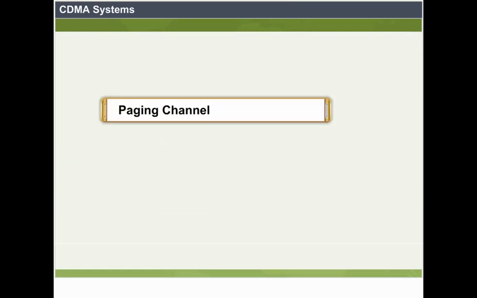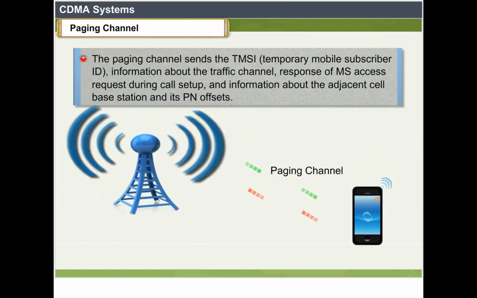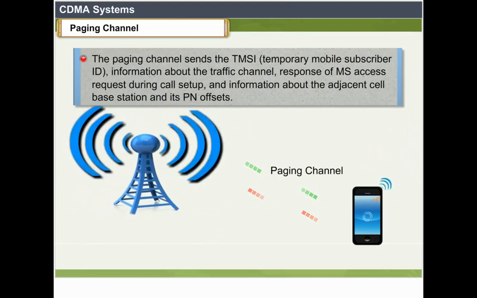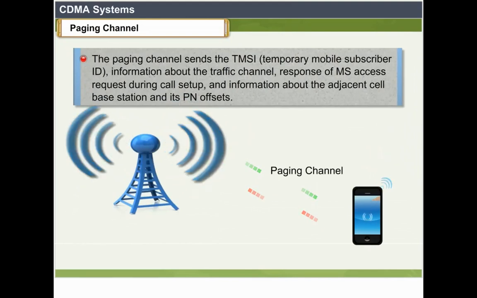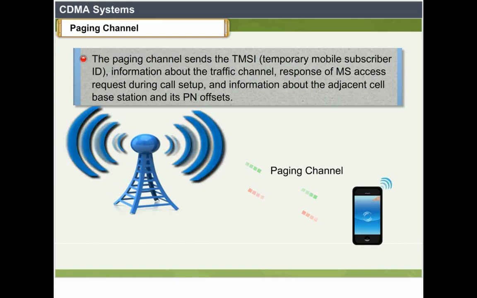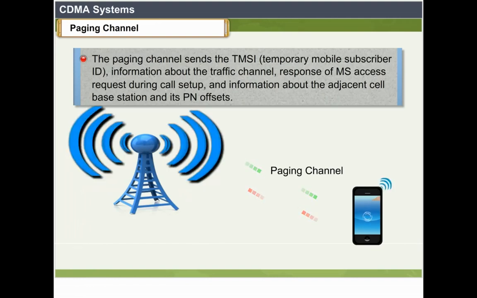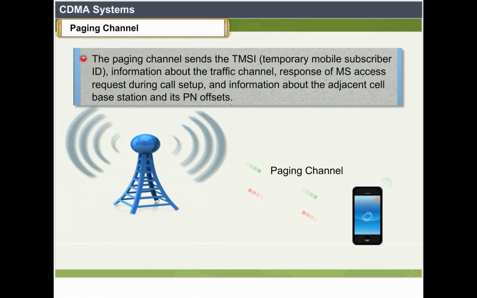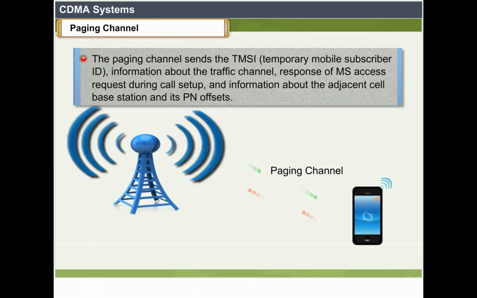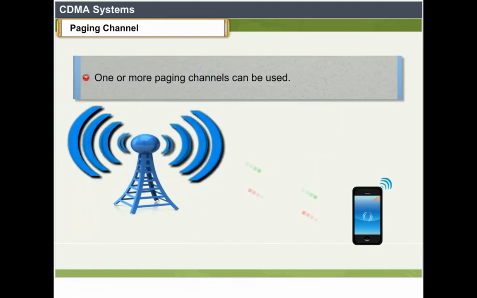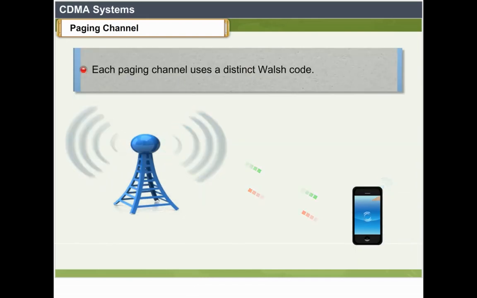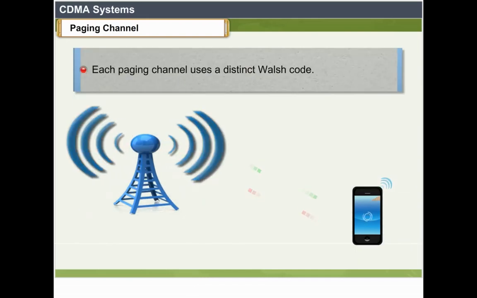Paging channel. The paging channel sends the TMSI, Temporary Mobile Subscriber ID, information about the traffic channel, the response of the MS access request during call setup, and information about the adjacent cell base station and its PN offsets. One or more paging channels can be used. Each paging channel uses a distinct Walsh code.